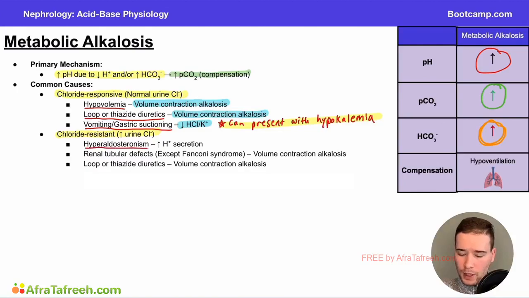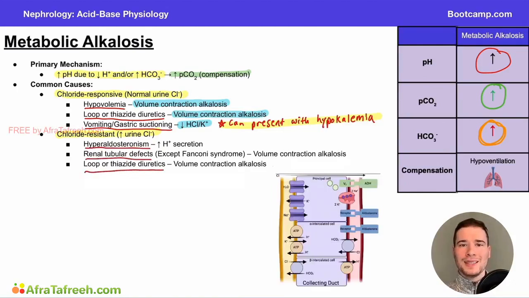So next, let's talk about chloride-resistant causes. First, we have hyperaldosteronism, renal tubular defects, and also loop or thiazide diuretics. For our hyperaldosteronism, it's the increased secretion of hydrogen protons. Remember back to our image of the collecting duct. Aldosterone stimulates many different channels. We know it stimulates the ENaC channel, the sodium-potassium pump, and it also acts on our mineralocorticoid receptors to increase protein synthesis.